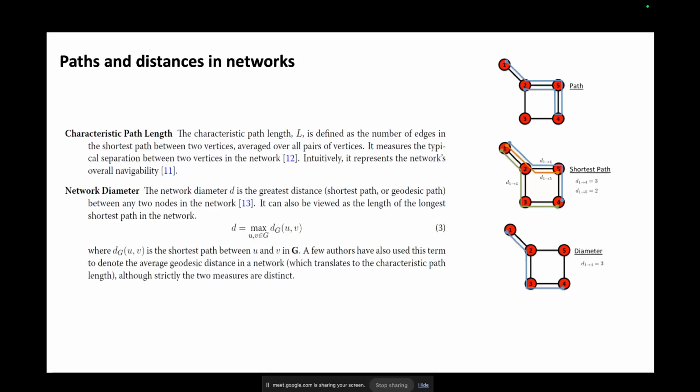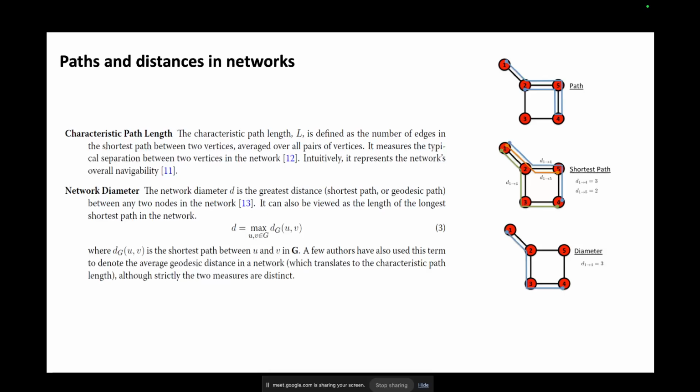You can define any number of paths and distances according to your definition of the distance between two nodes. You can define it however you want. But two important elements here are the characteristic path length, which is given by L, and it is defined as the number of edges in the shortest path between two vertices, averaged over the total number of pairs of vertices. It measures the typical separation between two vertices in a network, and intuitively it represents the network's overall navigability.